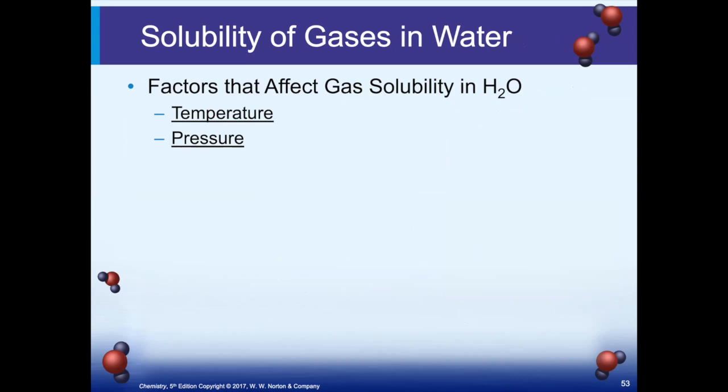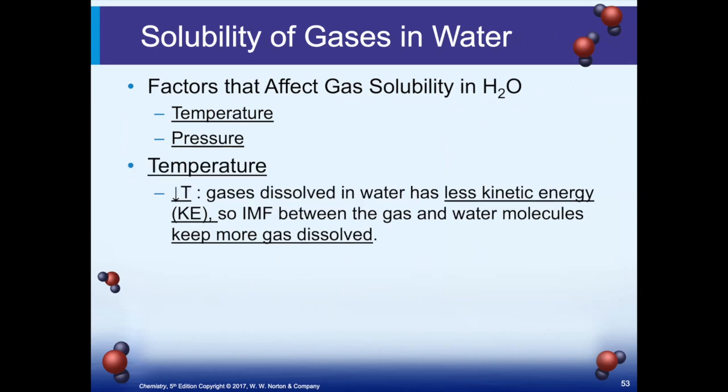So first of all, temperature. With temperature, it's all about kinetic energy. When you're at low temperature, that's what this down arrow T is supposed to represent, that means that the gases that are dissolved in the water have less kinetic energy. So those intermolecular forces that exist between the gas and the water, that induced dipole we just talked about, are able to keep more of the gas dissolved.